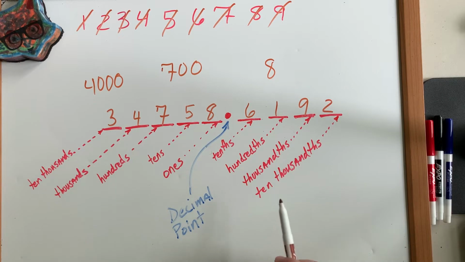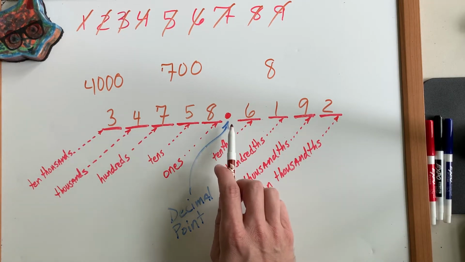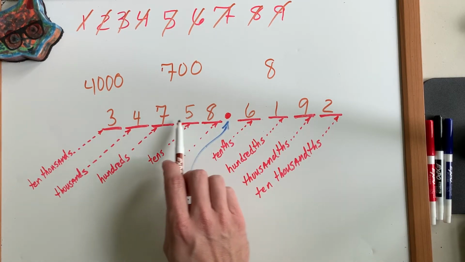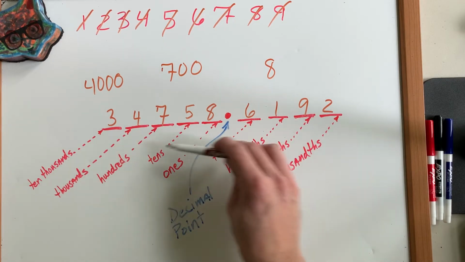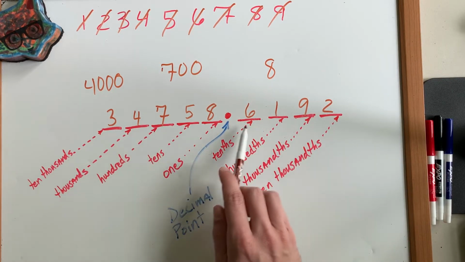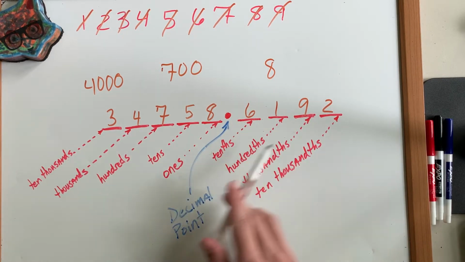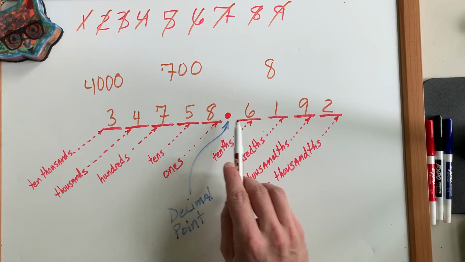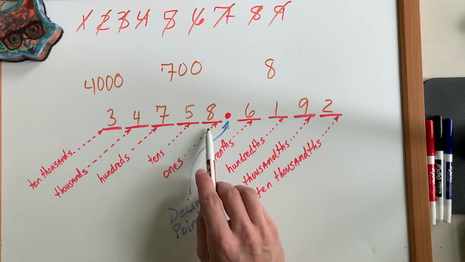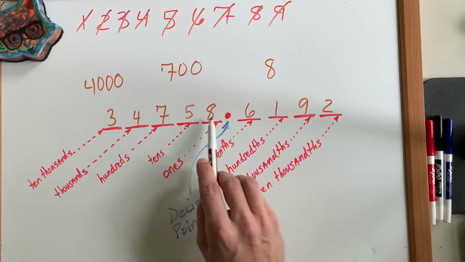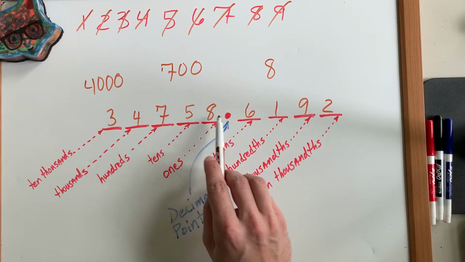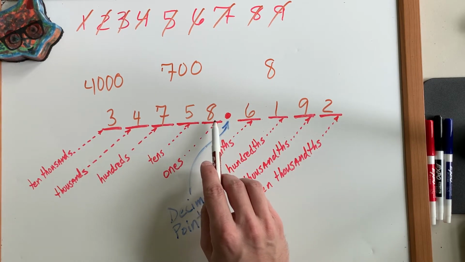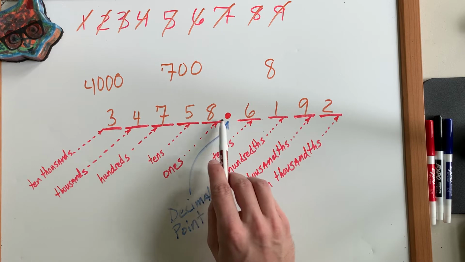The other interesting thing to note is that the decimal separates whole numbers that get bigger this way from the parts of a whole number that get smaller this direction. Okay? And what we want to look at is that the decimal and the ones place, these two guys right here, they don't have a counterpart. They're kind of lonely. They only have each other.